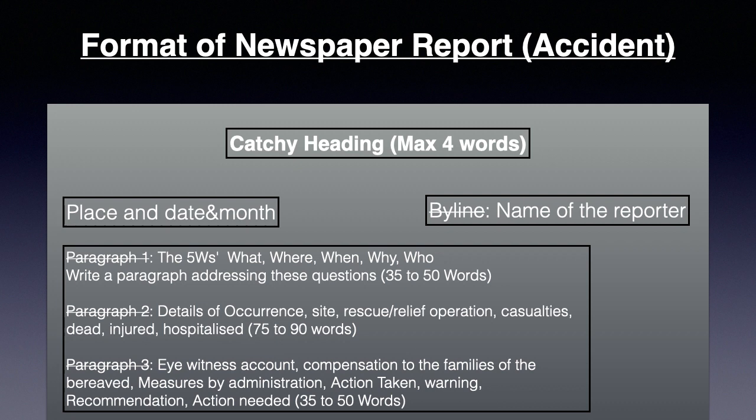Next, we have the place and the date and month. That is known as the byline. The name of the reporter you can see on the right hand side, and place and date on the left hand side. As stated earlier, para 1 should comprise the 5 W's. Para 2 should have the occurrence details, the rescue operations, relief operations, casualties, and so on and so forth. Para 3, the eyewitness account, compensations to the families of the bereaved, measures by the administration, as discussed earlier, the tail.